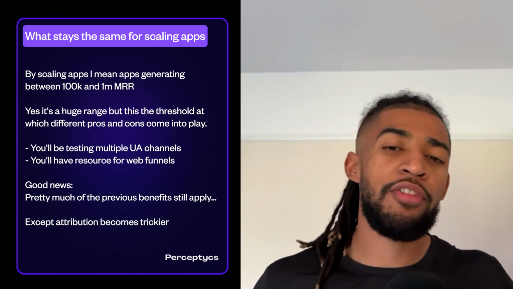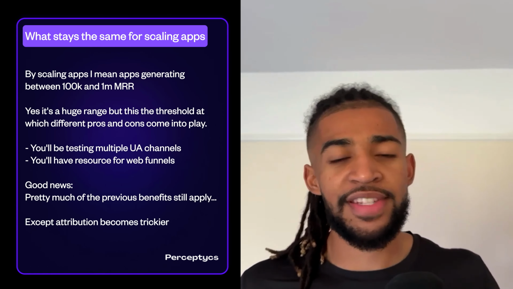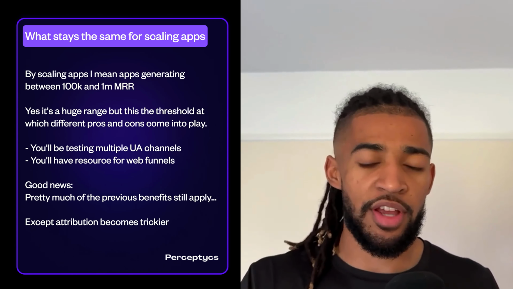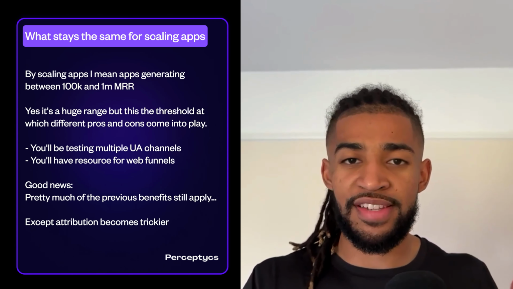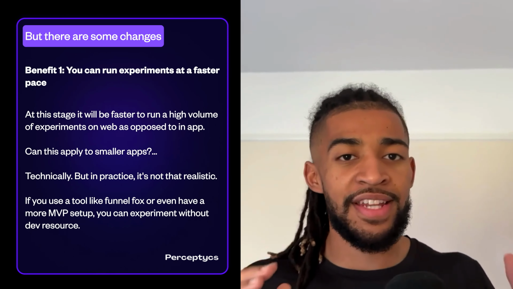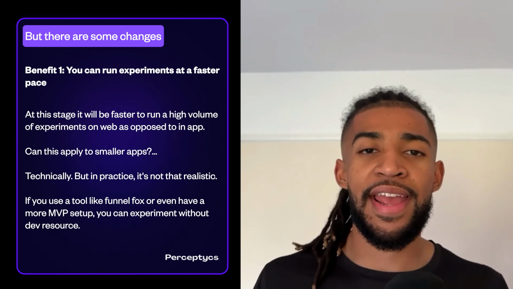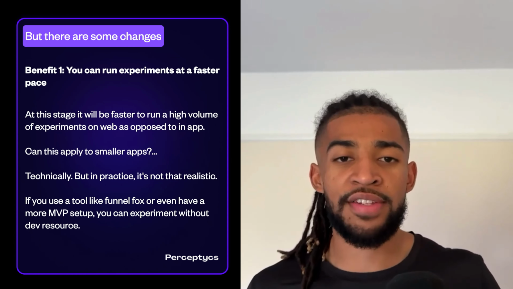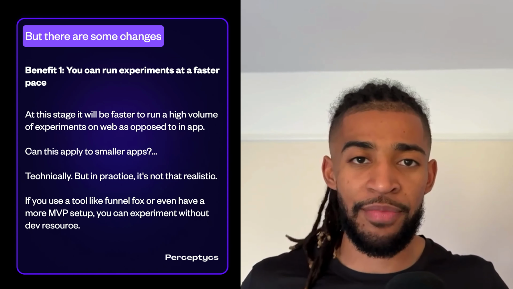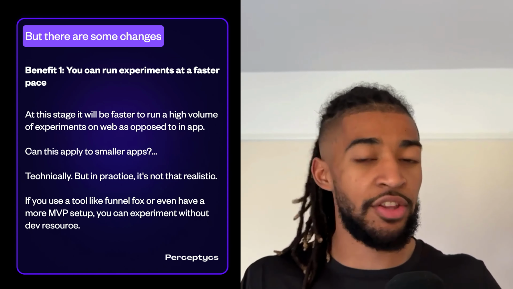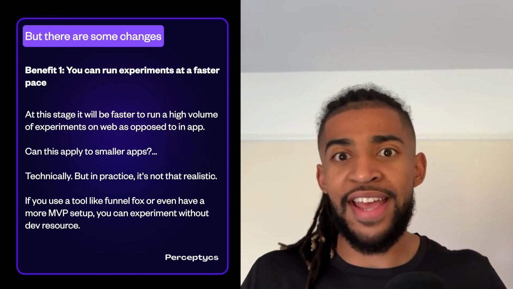And the con of managing the payment relationship still applies. Still need to manage your relationship with the customer. But there are some nuances and some things change. Firstly, a new benefit I want to highlight is speed of experimentation. At this stage, it's a lot faster to test on web than it is on app. You don't have to deploy a new release to the store to run an onboarding test or a paywall test.